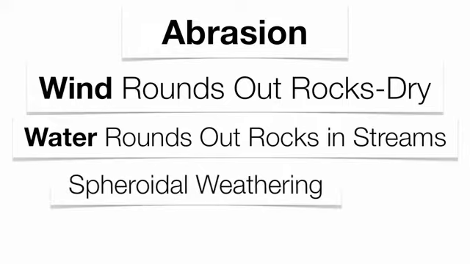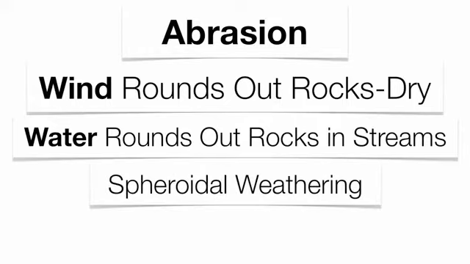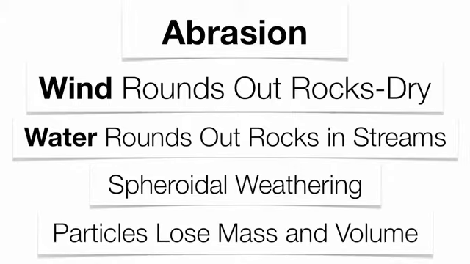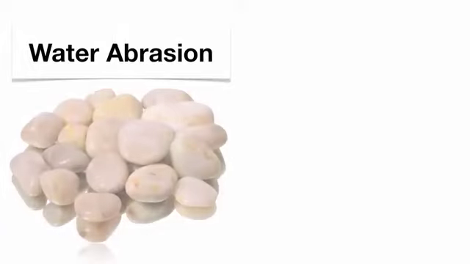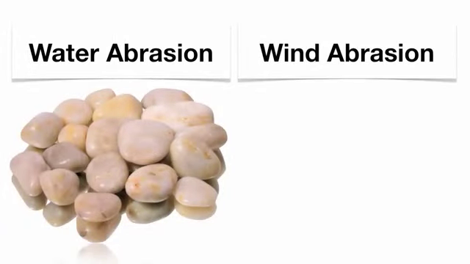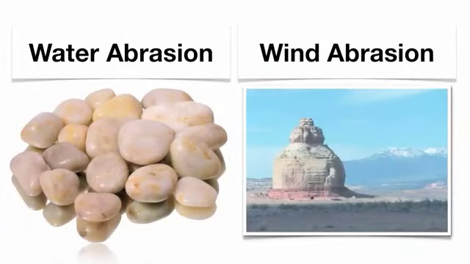So what happens here is that the rocks round themselves out in a special type of weathering called spheroidal weathering. The particles will tend to lose mass and volume because those sharpened angles tend to break apart. So here's some water abrasion, and here's some wind abrasion. So again, it's the smoothing out or the rounding out of rock fragments.